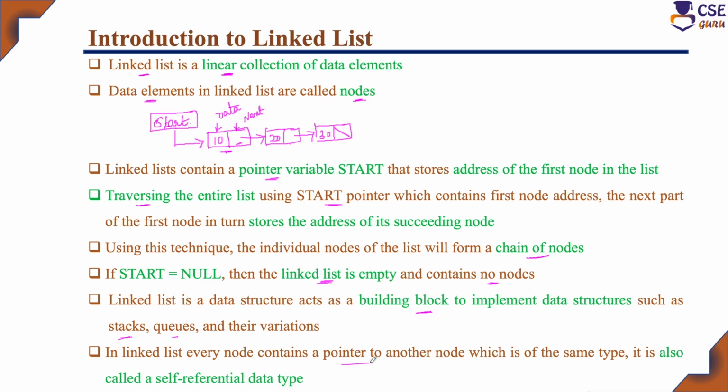Since the linked list consists of a pointer to another node of the same data type, it is also called a self-referential data type. A linked list is otherwise called a self-referential data type because you can refer to the first node with the start pointer, the second node with the first node, the third node with the second node. So likewise, you can refer to each node within the list itself. So it is called a self-referential data type.